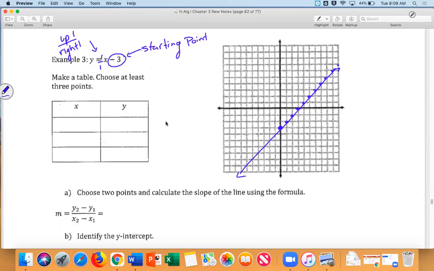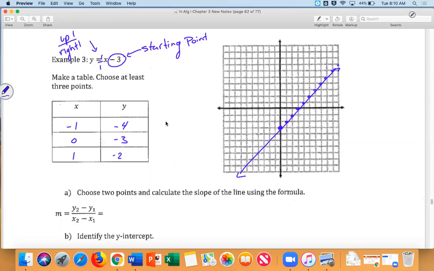Now, here I can take any 3 points to be my x values. So let's just take -1, 0, and 1. If I plug -1 into this, I get -1 minus 3, that's -4. So y is -4. y equals 0 minus 3, that's -3. And y equals 1 minus 3, and that's -2.